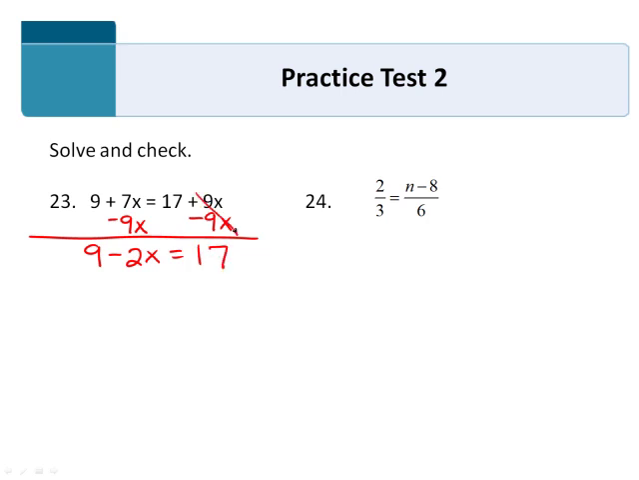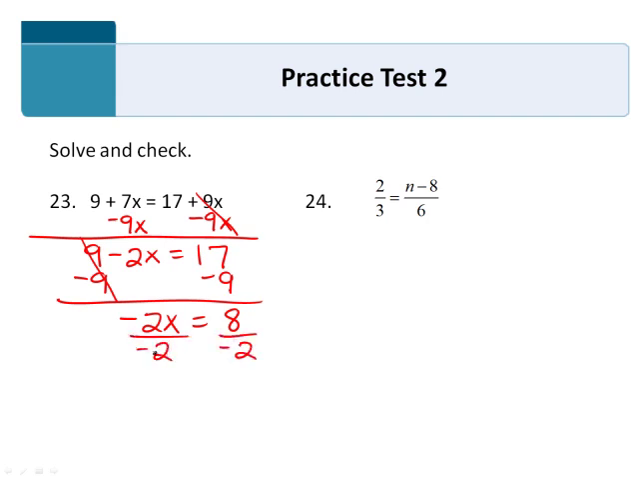Okay? Now, look at where your variable term is. That's the negative 2x. We're not messing with that. We need to get rid of that constant. We need to get rid of the 9. So subtract 9 from both sides. The 9's cancel, and negative 2x comes down, equals 8, right? When you subtract 17 minus 9. And then the last step, divide by negative 2. Cancel those negative 2's. So x equals negative 4.